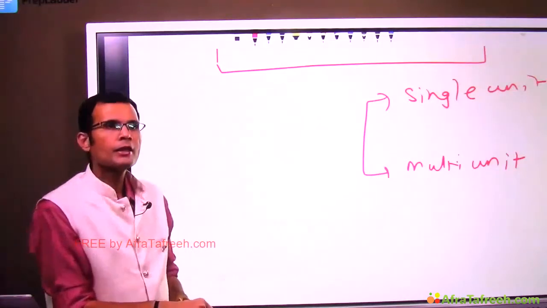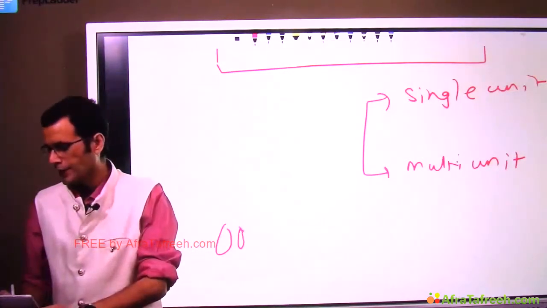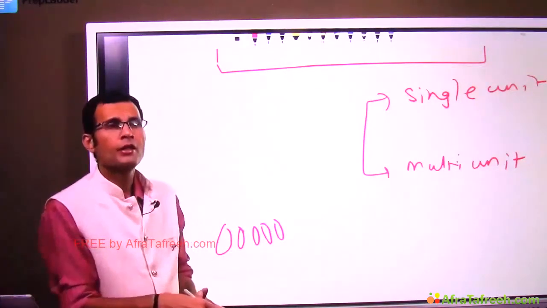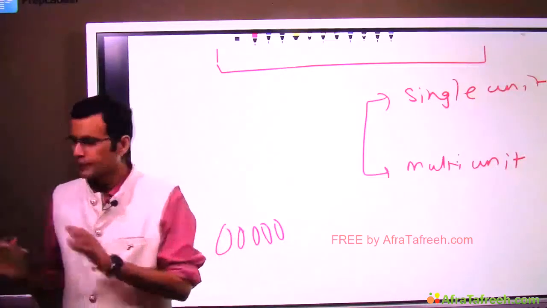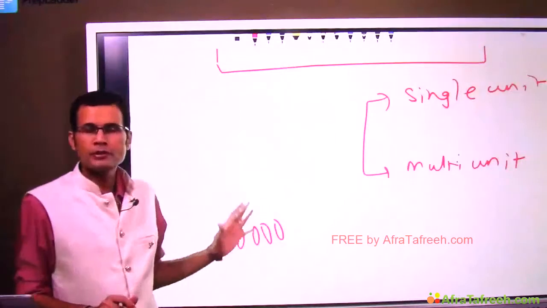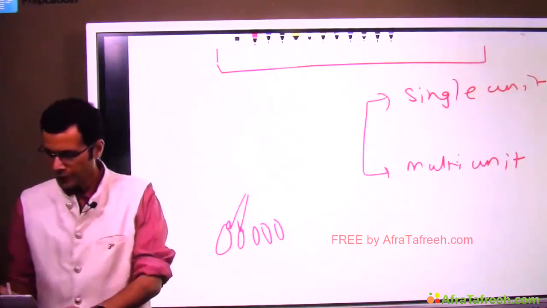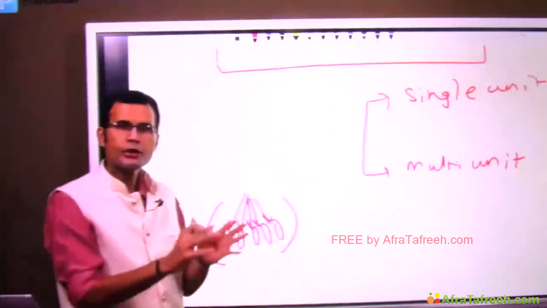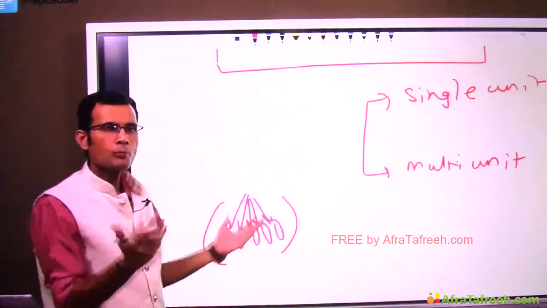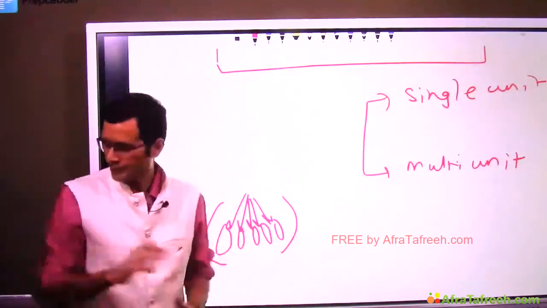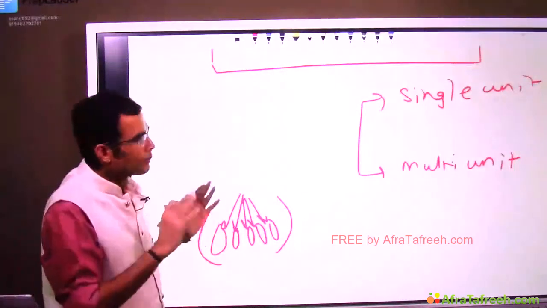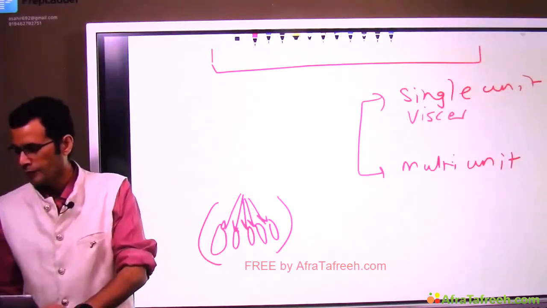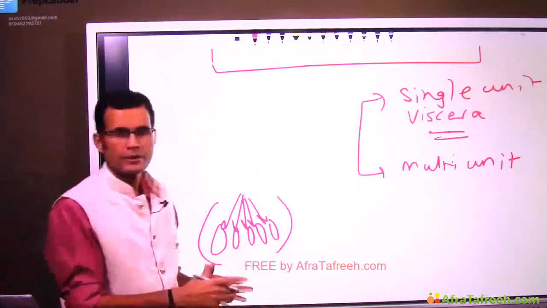Single unit smooth muscle is lining the viscera. You know, all our viscera is lined by smooth muscle, and single unit means all these smooth muscle cells behave like a single unit. This is just a diagrammatic representation showing the smooth muscle cells, and they will all perform as a single unit. So, important thing, where is it present? The viscera, like GIT and other places.